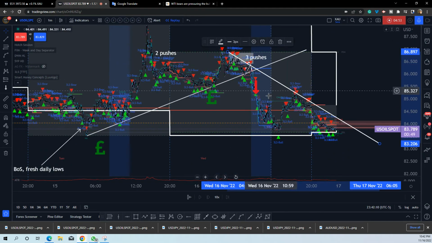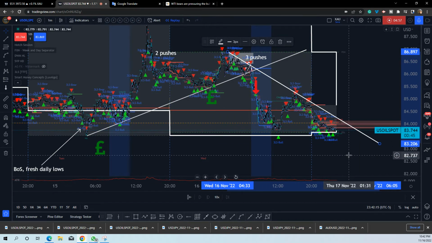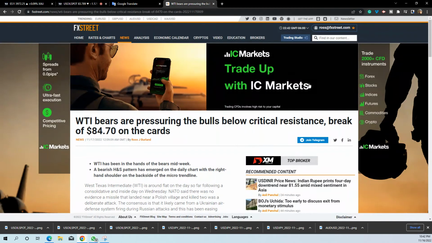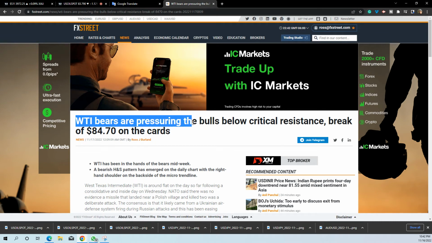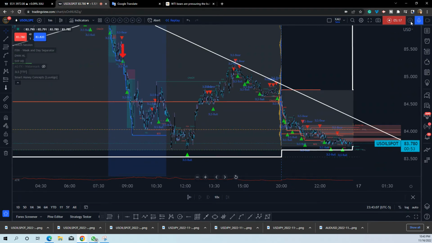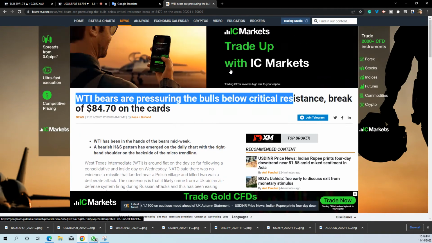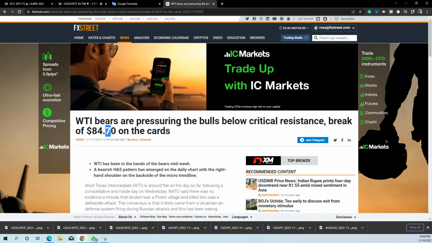while remaining on the front side of the bearish trend, short continuation. So I've written an analysis for FX Street in the news section. WTI bears are pressing the bulls below critical resistance. Break of 84.70 on the cards. No, I've changed that. It should be 84, the figure, not 84.70. So that's been changed to 84.